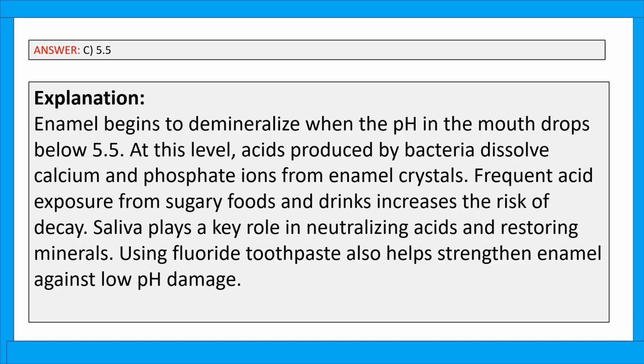At this level, acid produced by bacteria dissolves calcium and phosphate ions from enamel crystals. Frequent acid exposure from sugary food and drink increases the risk of decay. Saliva plays a key role in neutralizing acid and restoring minerals. Using fluoride toothpaste also helps strengthen enamel and protect against low pH damage. And the pH of saliva is 6.8.